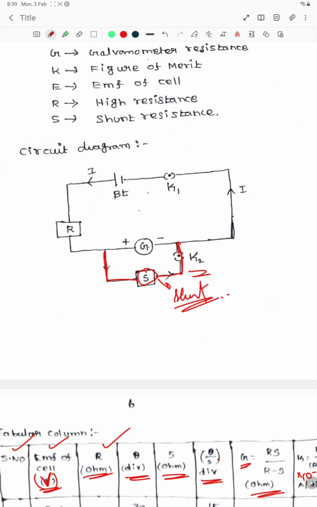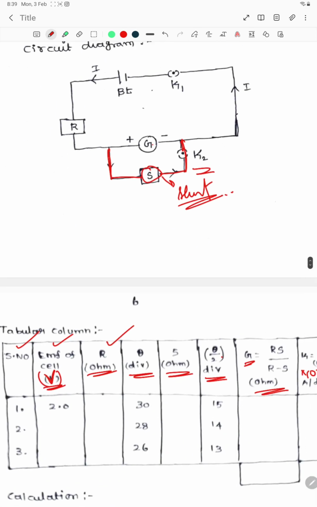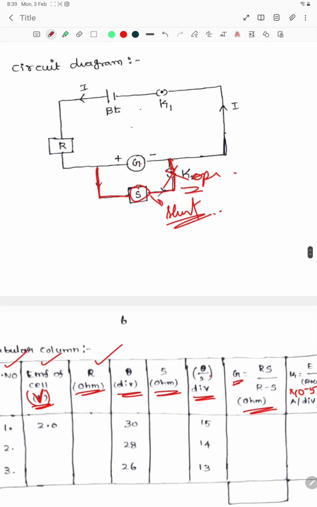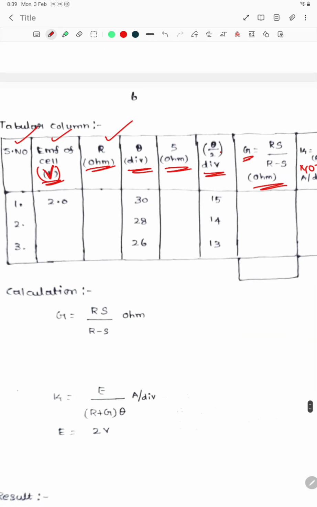First, when key K2 is open, it is not connected, so we are passing the current through this resistance to the galvanometer. You will make sure that the galvanometer gets full scale deflection for the first reading. In all the cases the EMF of the cell is going to be 2 volt, and for 30 divisions of the galvanometer, the reading you are going to get here is 3600 ohm.